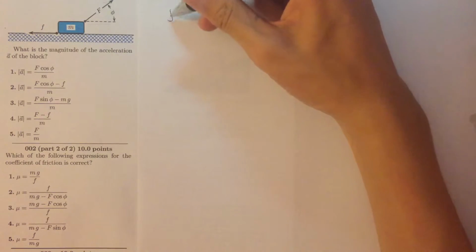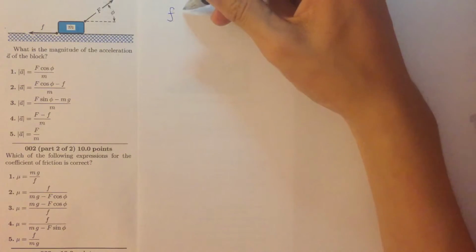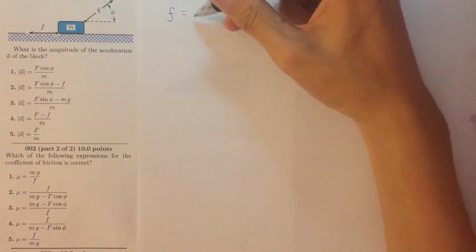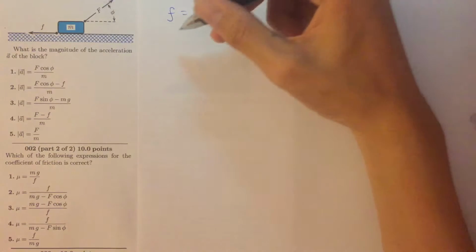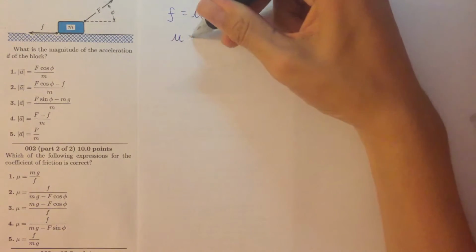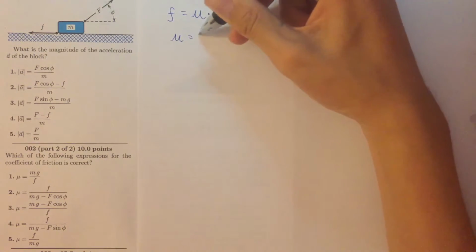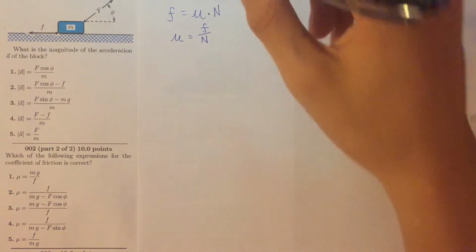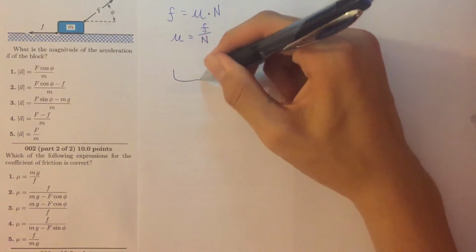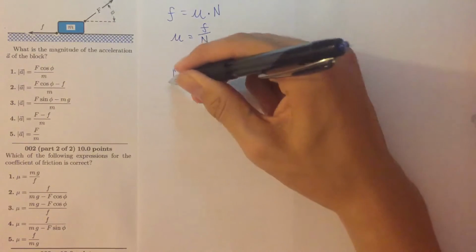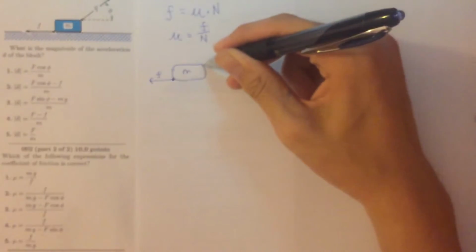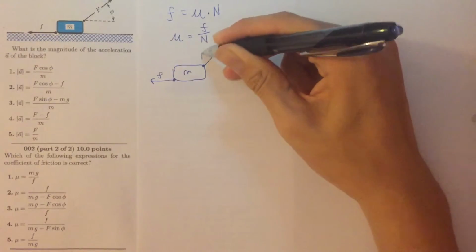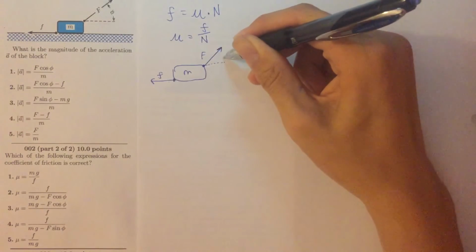First, we know that from our friction equation, the force of friction is equal to the coefficient of friction times normal force. And therefore, we know that the coefficient of friction is equal to the frictional force divided by normal force. I'm going to draw the diagram now. And there is a frictional force acting in the left direction. And there is a force F acting on the object.